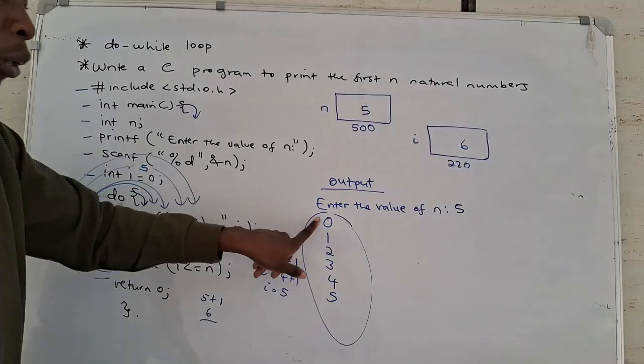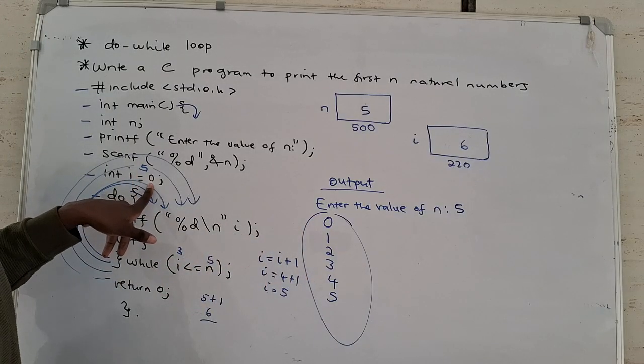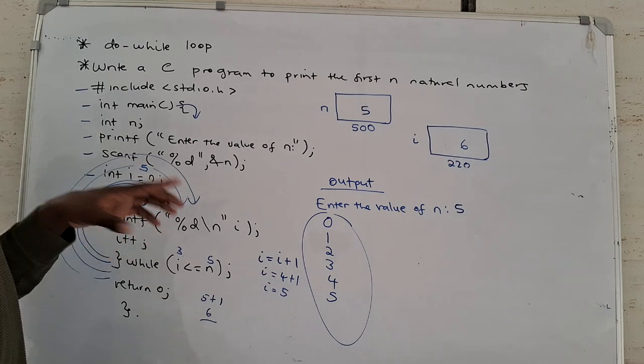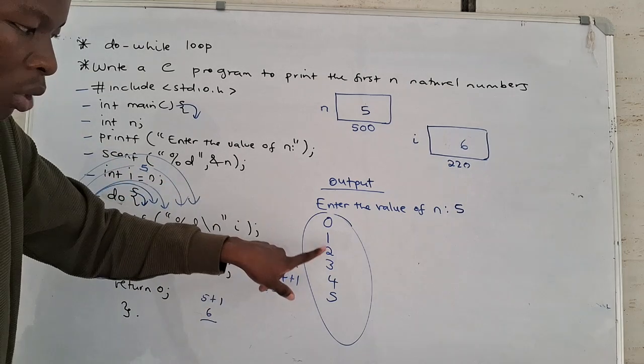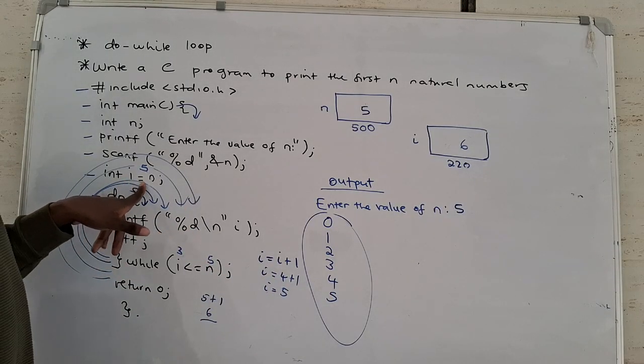So if you don't want to print this 0, you are supposed to start by initializing I as 1. So the first value of I is 1. When you are running the program, if you want 1, 2, 3, 4, 5 to be printed, please make sure here I is equal to 1.